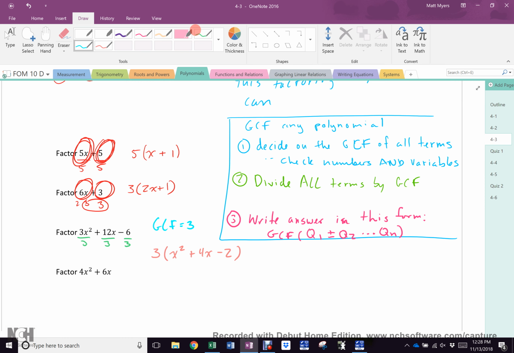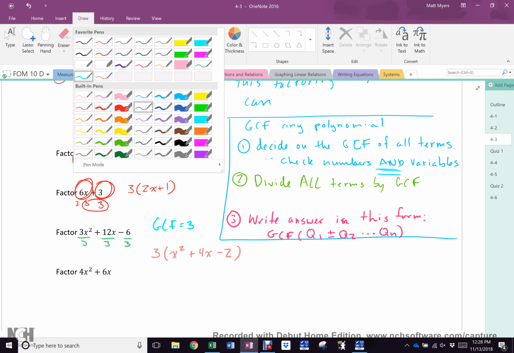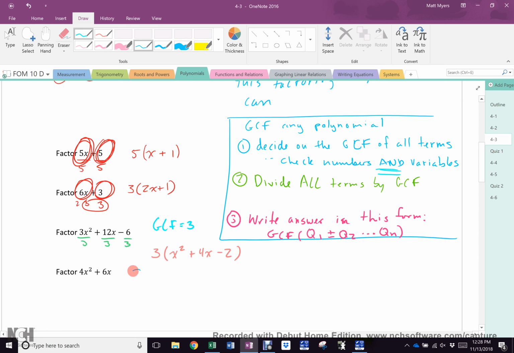What is the common factor? Remember, check numbers and variables. So, all of you have no problem spotting 2, but x squared and x. How many x's could this guy give to the party? How many can this guy give? So I only have one x, that's the GCF.